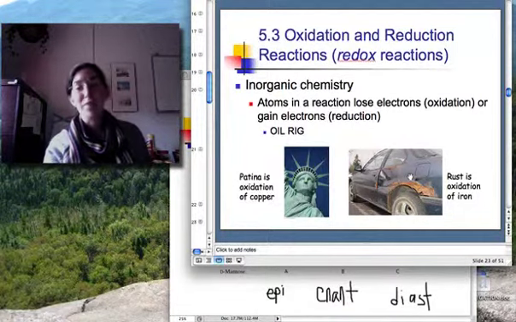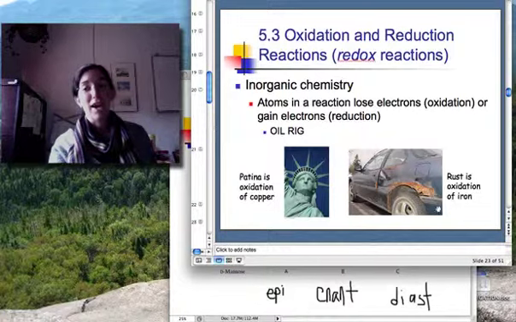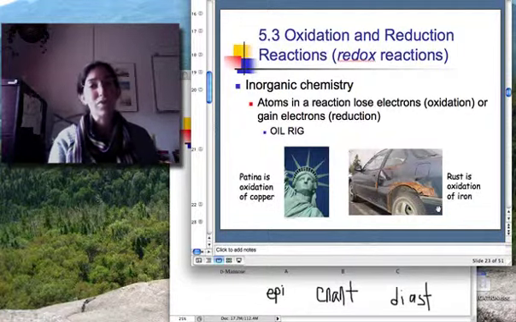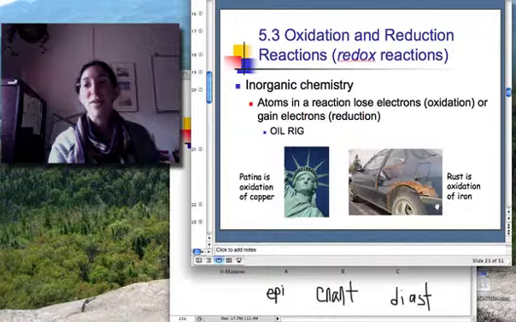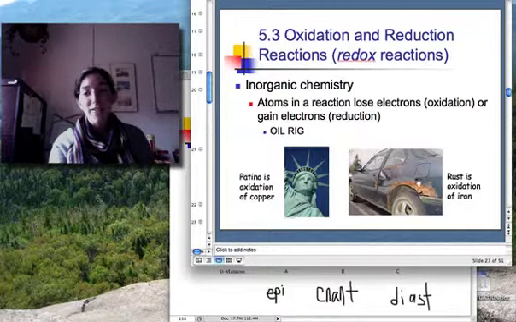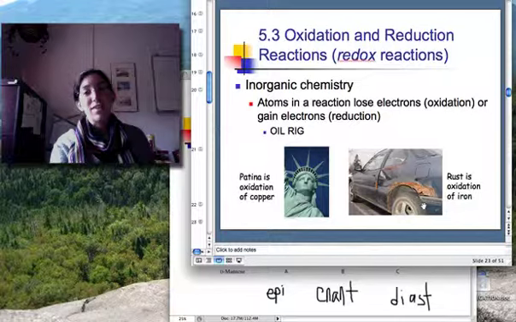Rust is what happens to iron. It's oxidation of iron, and it's an orange color. So it has to do with the chemical that's formed when iron gets oxidized versus when copper gets oxidized. When copper gets oxidized, it turns green. When iron gets oxidized, it turns this reddish-brown color, and that's what rust is.